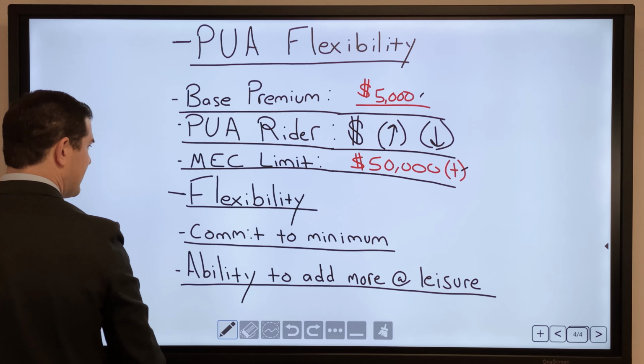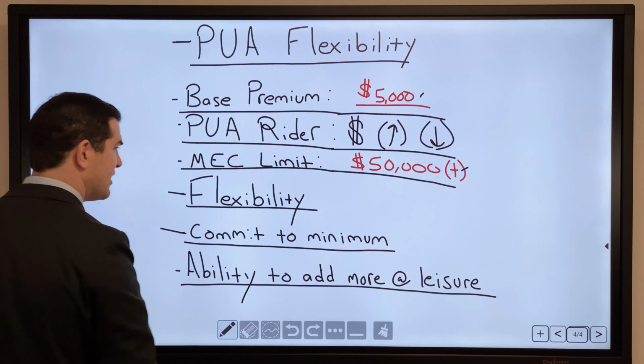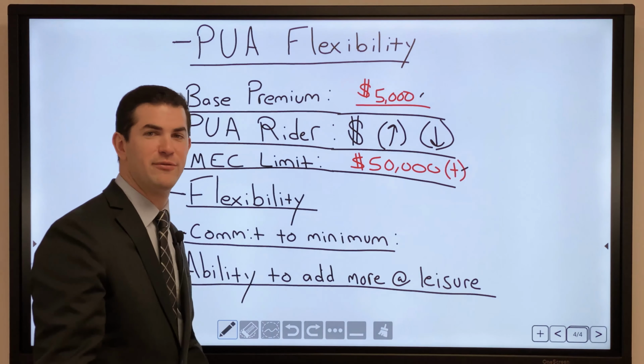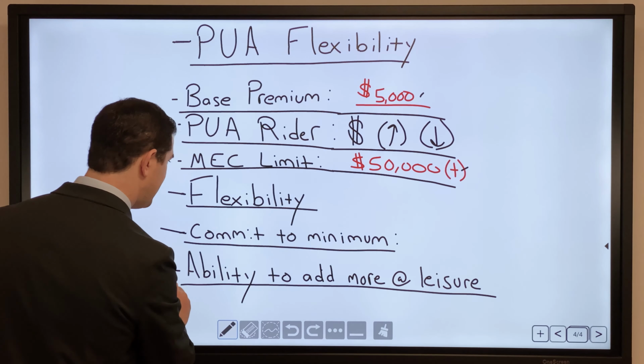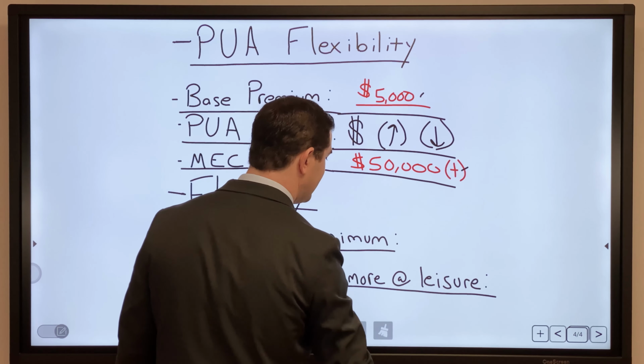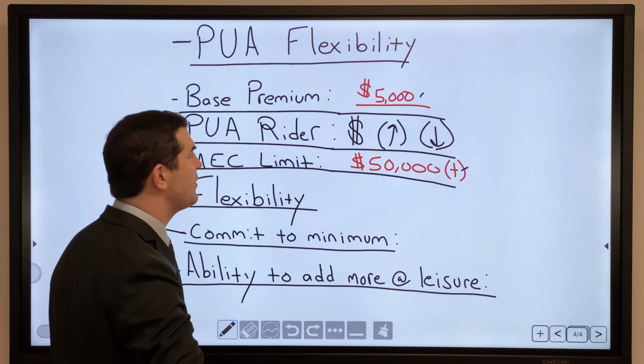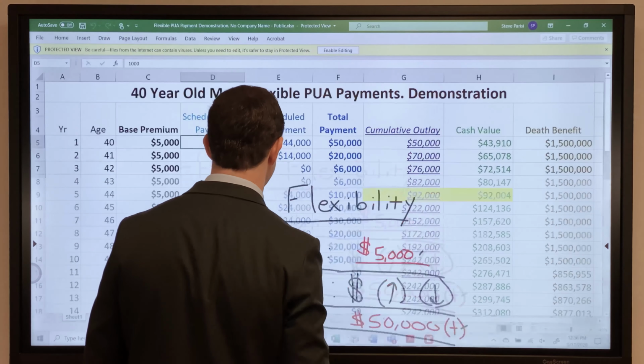So we're going to assume we want flexibility, commit to the minimum only. This way the policy never feels like a burden, and the ability to add more funds at leisure. Again, taking the life insurance policy and using it as a flexible savings asset.